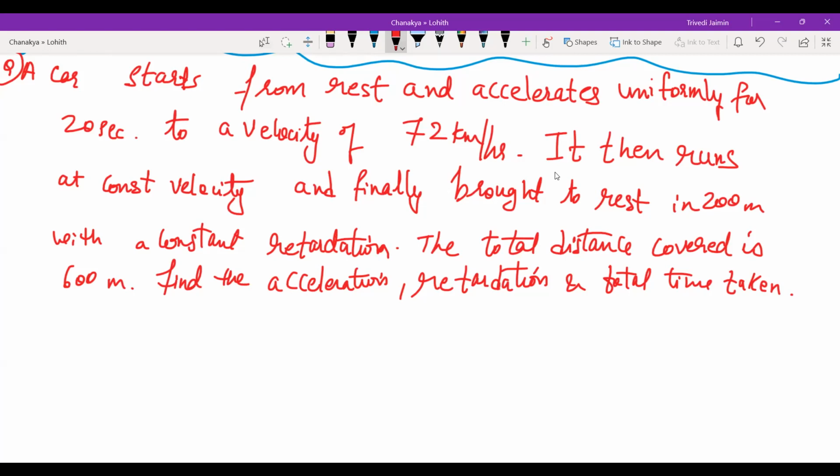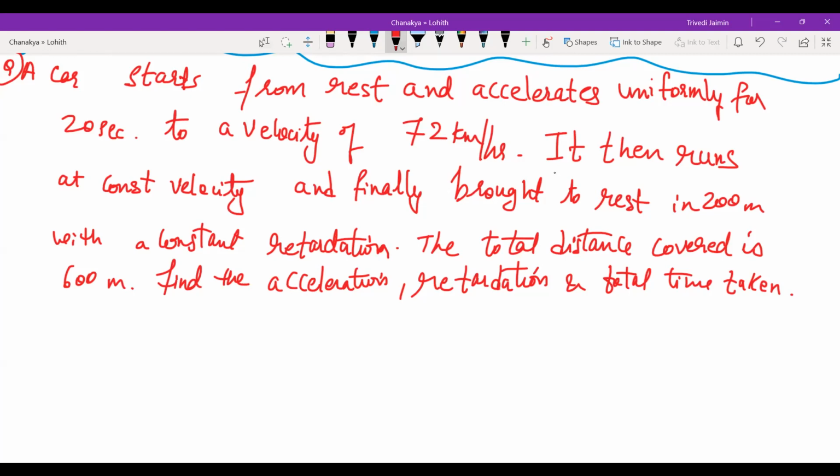Time is 20, yes, correct. It then travels at a constant velocity. 1 meter per second squared. Now the distance traveled with 1 meter per second squared acceleration, up to 200 meters, right? Up to 400 meters, I think. And it runs at a constant velocity and finally is brought to rest in 200 meters.